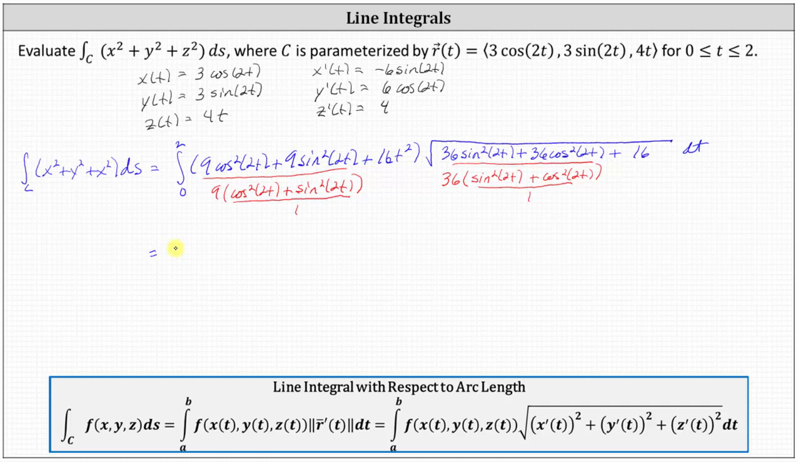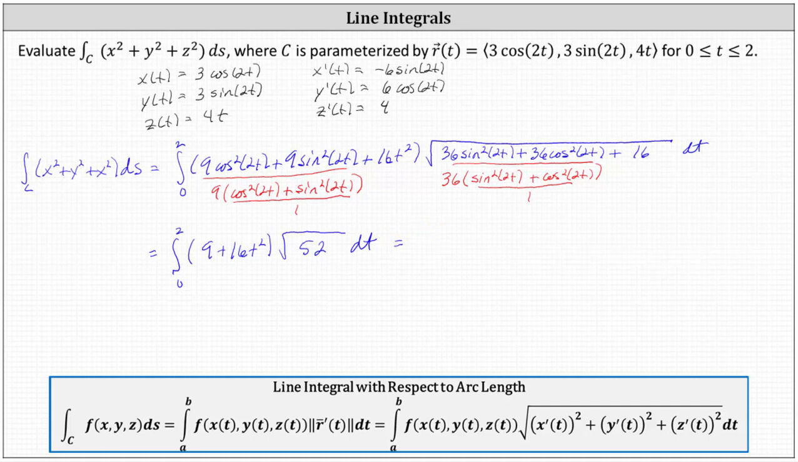Simplifying, we have the integral from 0 to 2 of, here we have 9 times 1 plus 16t squared, which gives us 9 plus 16t squared, and then times the square root of 36 times 1 plus 16, which is equal to the square root of 52. And then, of course, dt.